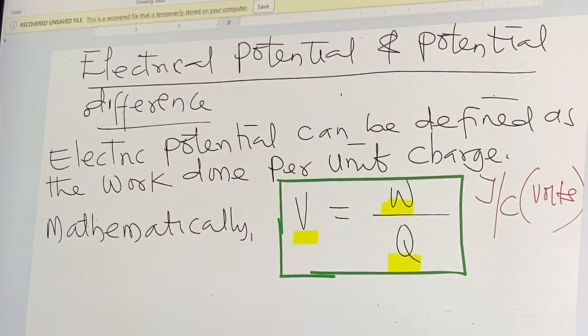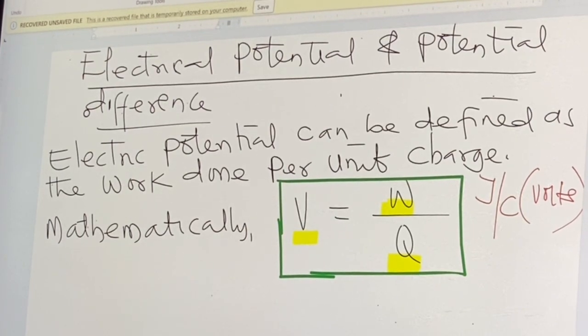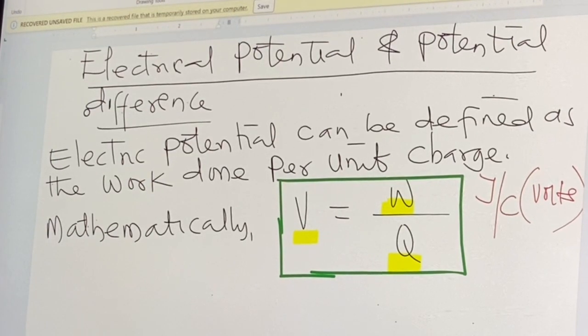Please write electric potential difference. Electric potential difference can be defined as the change in electric potential energy per unit charge of a charged particle between 2 points in a region.